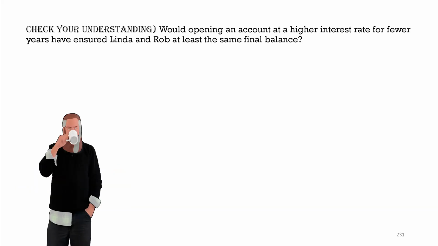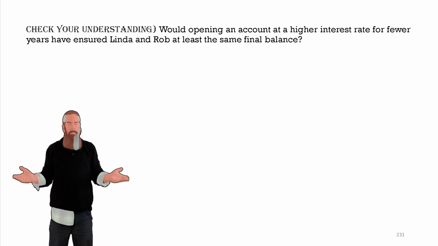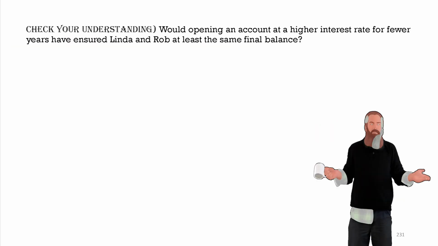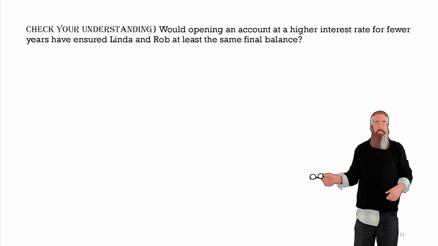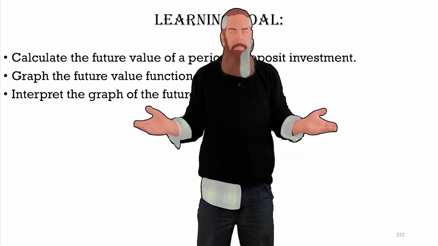Let's check our understanding. Would opening an account at a higher interest rate for fewer years have ensured Linda and Rob have at least the same balance? Well, not necessarily. It would depend on the principal, the rate, and the length of time that these accounts were opened. Now, let's graph the future value of a function.